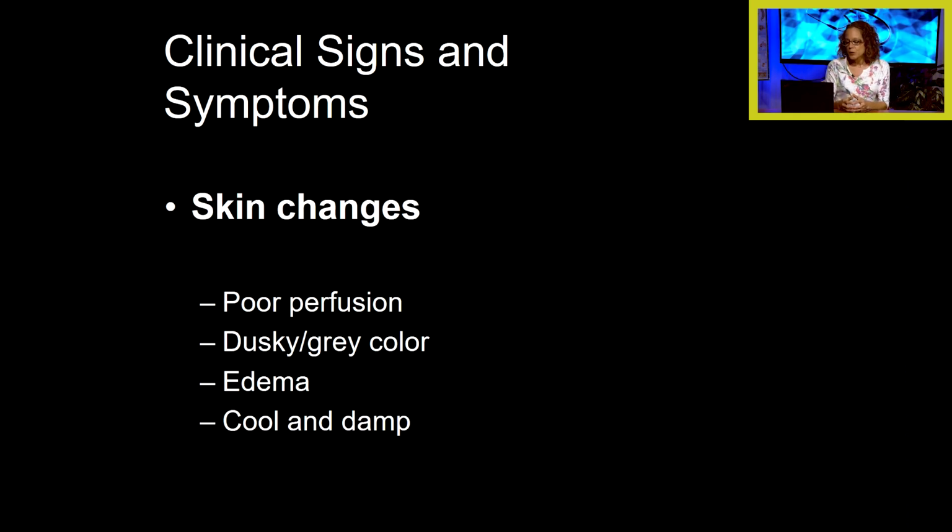We will see changes in the skin color. There's poor perfusion. Sometimes the individual will have a dusky grayish color to their skin. Other skin changes can include the edema, the weepy fluid in the lower extremities, and their skin may be cool or damp.